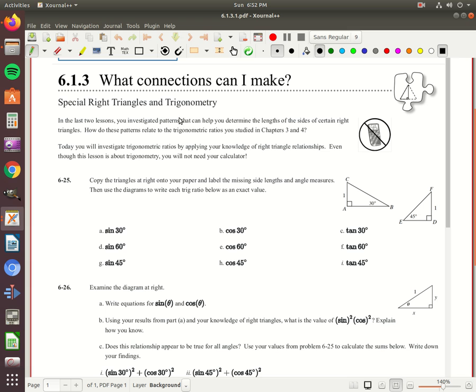In the last two lessons, you investigated patterns that can help you determine the lengths of the sides of certain right triangles. How do these patterns relate to the trigonometric ratios you studied in chapters 3 and 4? So today you will investigate trigonometric ratios by applying your knowledge of right triangle relationships. Even though this lesson is about trig, you will not need your calculator. So it says copy the right triangles onto your paper and label the missing side lengths and measures. Then use the diagrams to write each trig ratio below as an exact value.